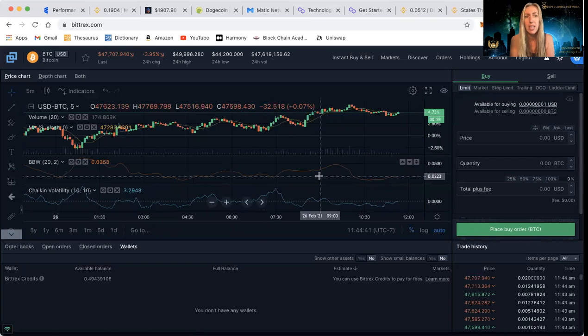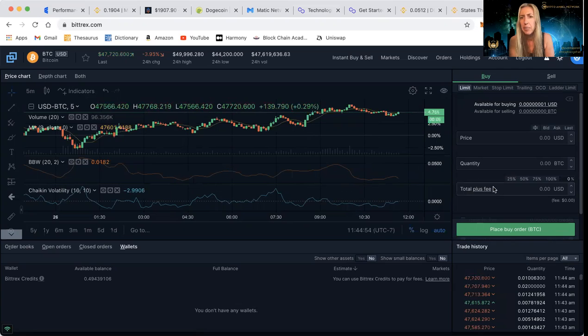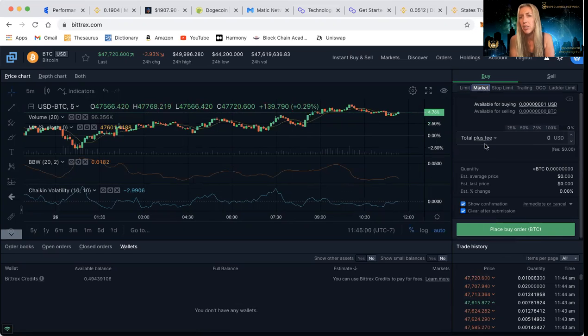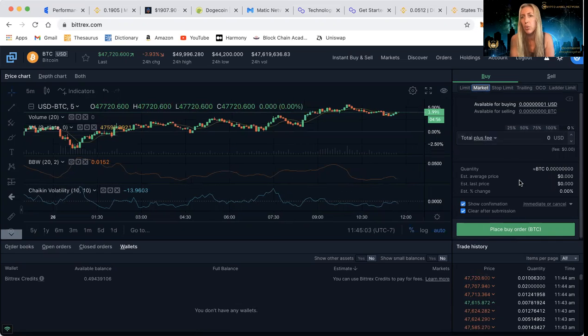You can see what is this? I know it's the Chaikin volatility, but I think it's like the EMA. It's the moving average, the on-chain moving average. And then look, this is my point here. You've got your market buy, where you just go at whatever the rate is. Of course, when you do a market buy, you're going to pay more.